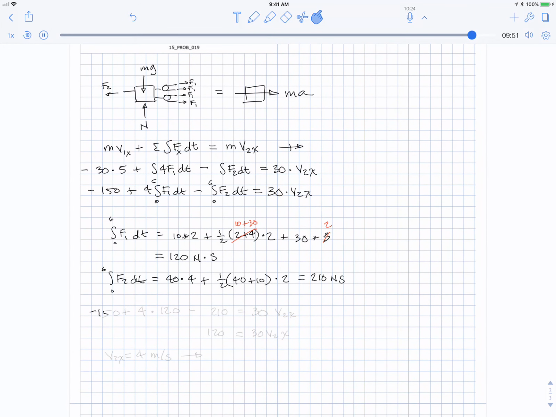Okay, so let's put everything in. We got minus 150 plus 4 times the integral of f1 dt minus the integral of f2 dt will equal 30 times v2x, and that comes out to 120 equals 30 v2x, and v2x therefore is 4 meters per second positive, which means to the right.